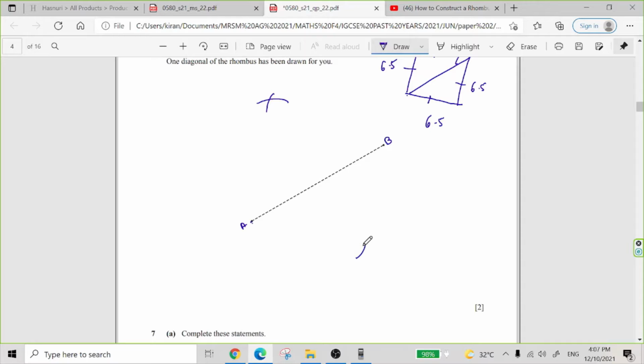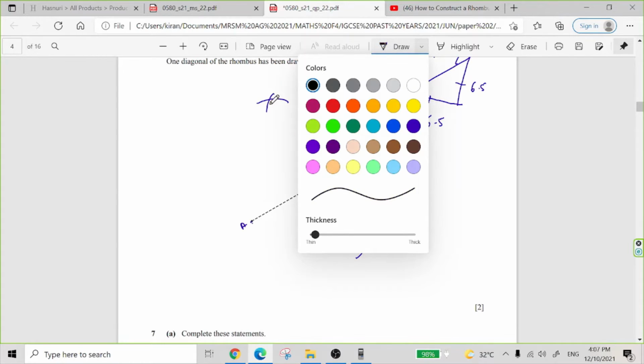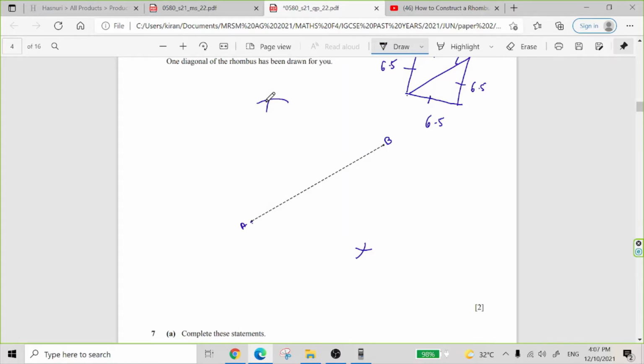Make an arc, and then we connect with the ruler. Take your ruler and draw it properly. You must use your ruler and compasses. Make a straight line. For this part, it's fine, but I didn't measure this 6.5.